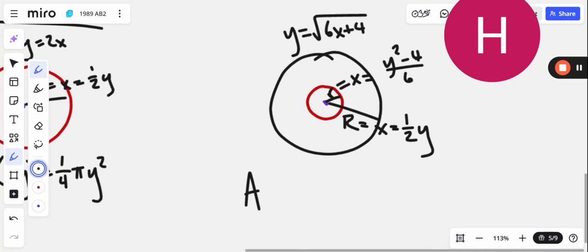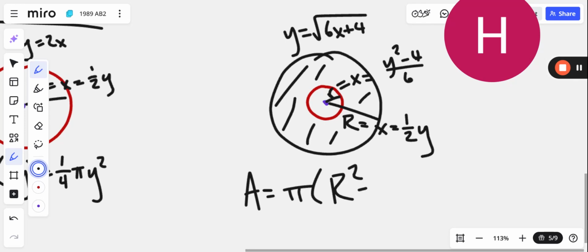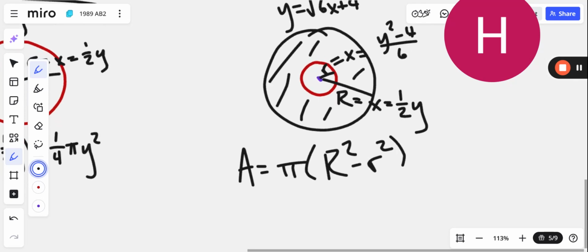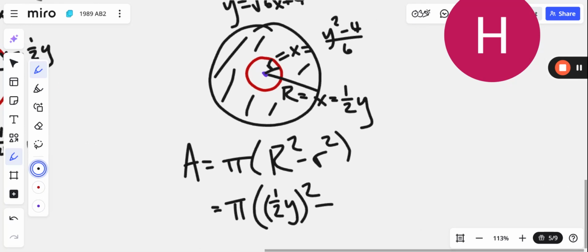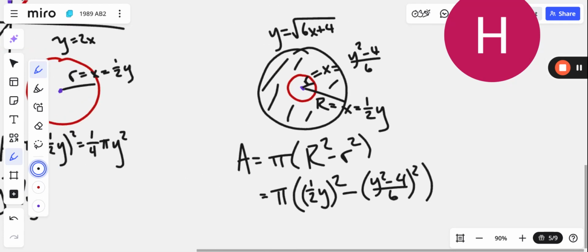And so the cross-sectional area of these slices is going to be pi times big R squared minus little r squared. And that's going to give us pi times (1/2 y) squared minus ((y squared minus 4) over 6) squared. It's kind of an ugly expression, but it's not too bad. We just have to write it in.